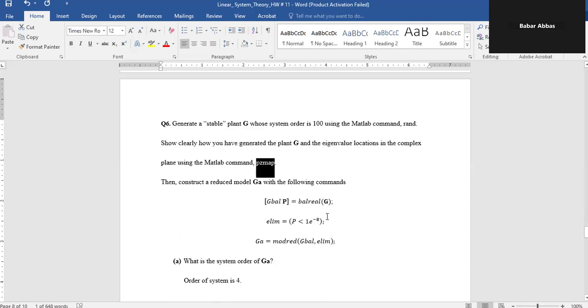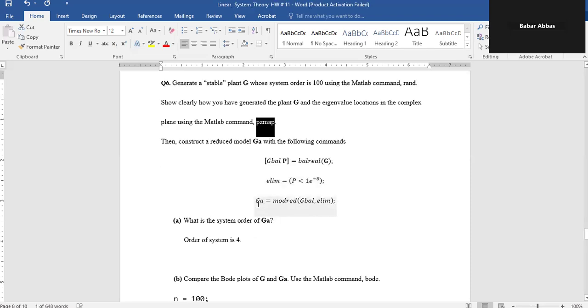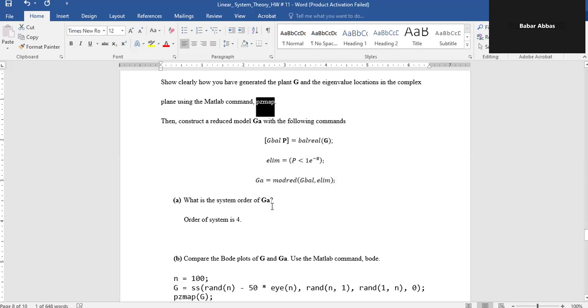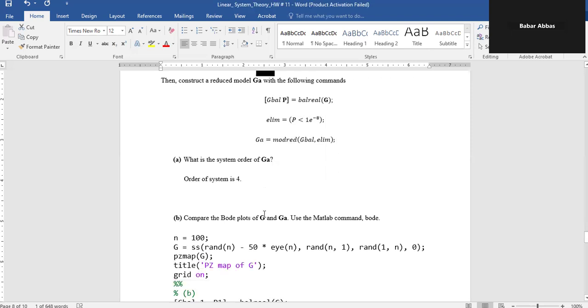reduced Ga with the following commands. So this is the balanced realization of the G transfer function, where we will eliminate the values that are less than 10 raised to the power minus 8. This is the model reduction. So this is the reduced Ga, the reduced transfer function. In the first case, we find the order of the reduced model, which comes out to be 4 in this case.